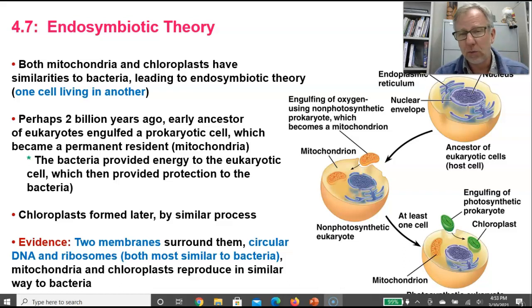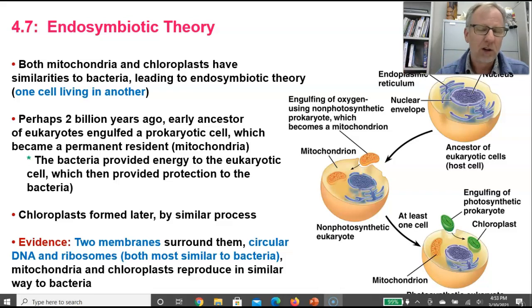Now, chloroplasts formed later, after mitochondria. How do we know that? Well, because not all eukaryotic cells have chloroplasts. Only some do. So it stands to reason that chloroplasts came about after the origin of eukaryotic cells. Now, how do we know this? What's the evidence? Because it always boils down to evidence. If we don't have evidence, then we're just telling stories.